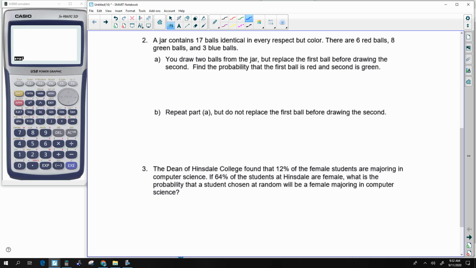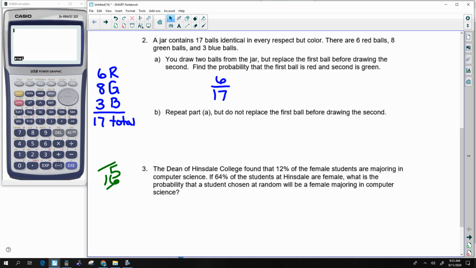On to the jar problem. There are 6 red, 8 green, and 3 blue. The first question is with replacement. So I put it back. So I select a red, which turns that into a 5 and a 16. But because I put it back, that reverts it back to a 6 and a 17. So a red and then a green.